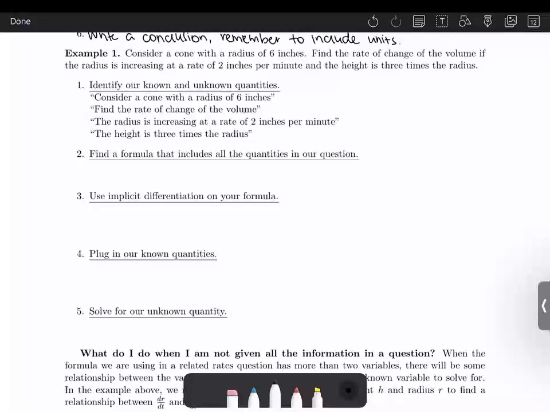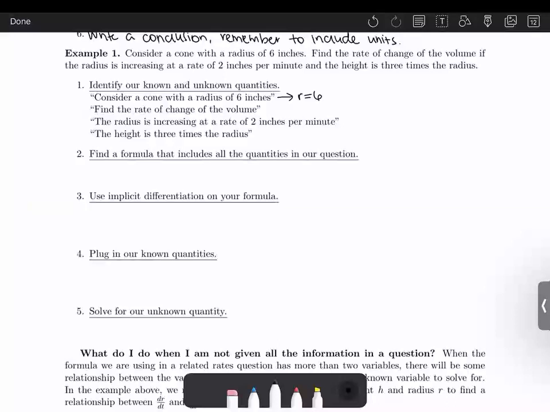So what I've done is I've just pulled out all the phrases of the word problem to see what they can tell us and how we can translate these words into math. So first off, we are considering a cone with a radius of 6 inches. Okay, so this tells me that the radius equals 6.